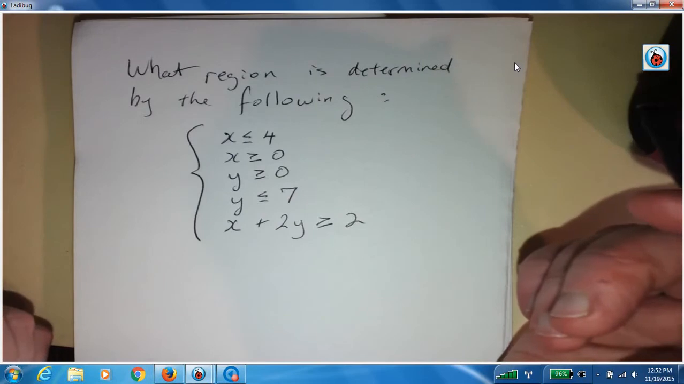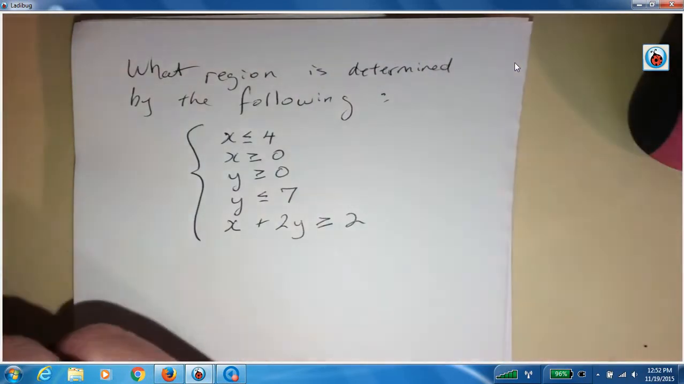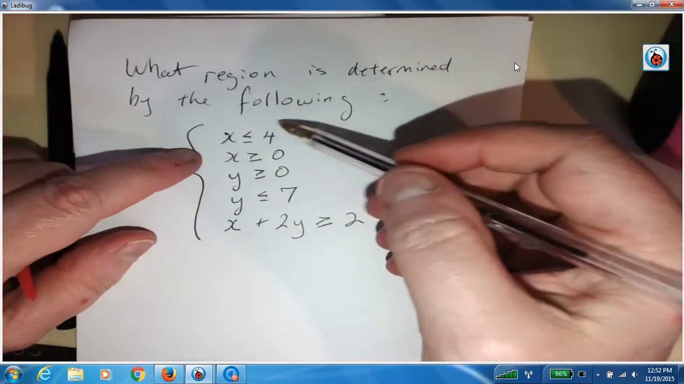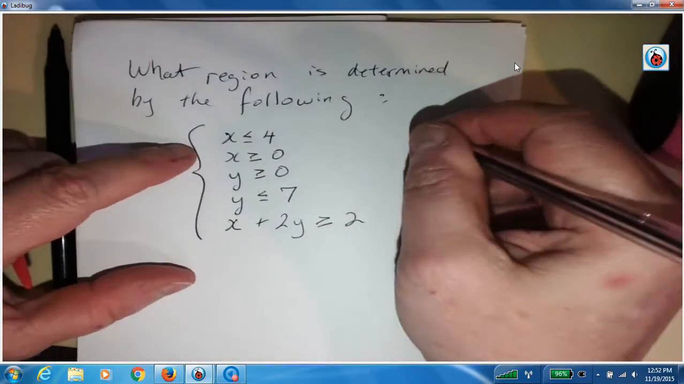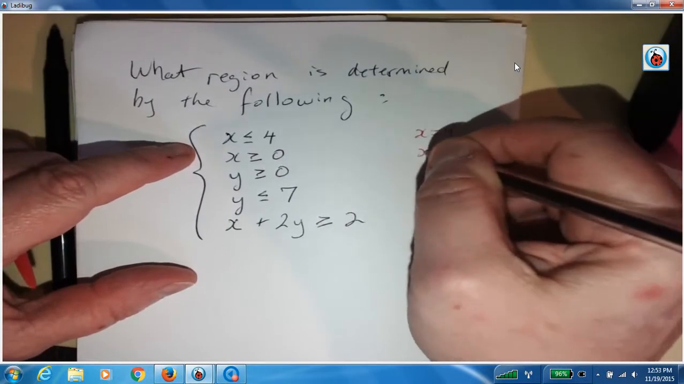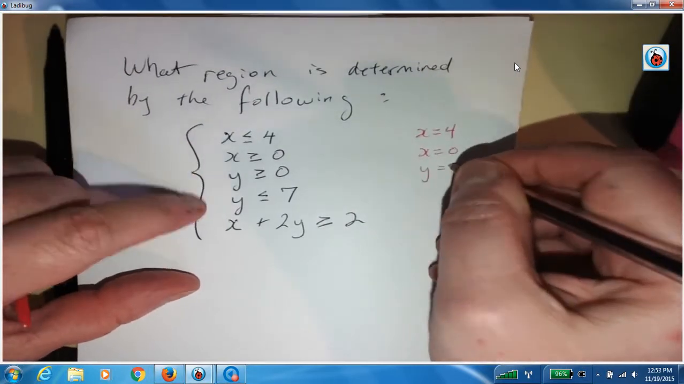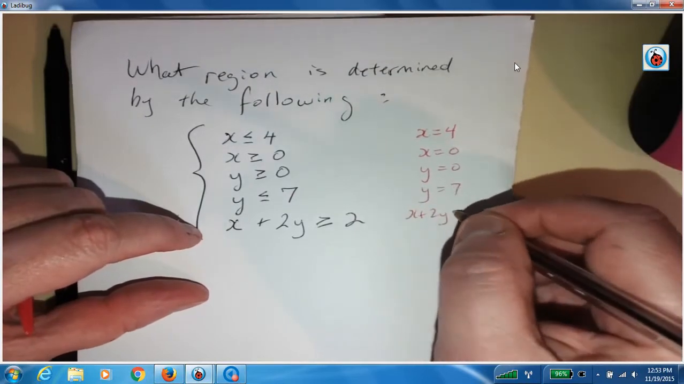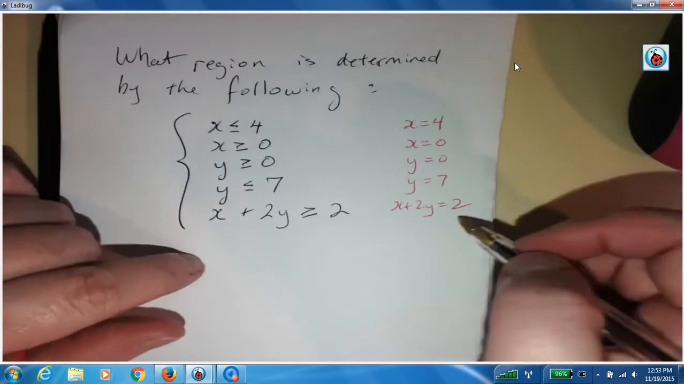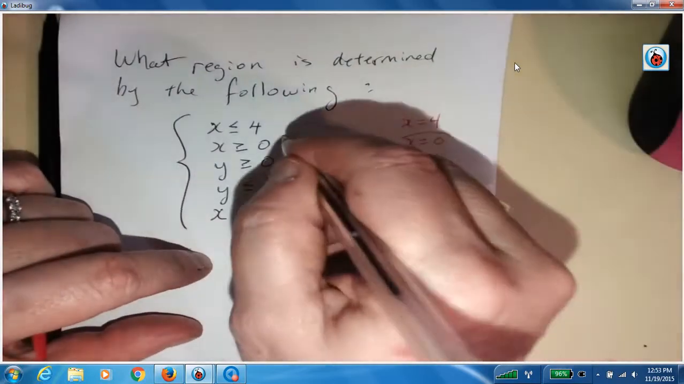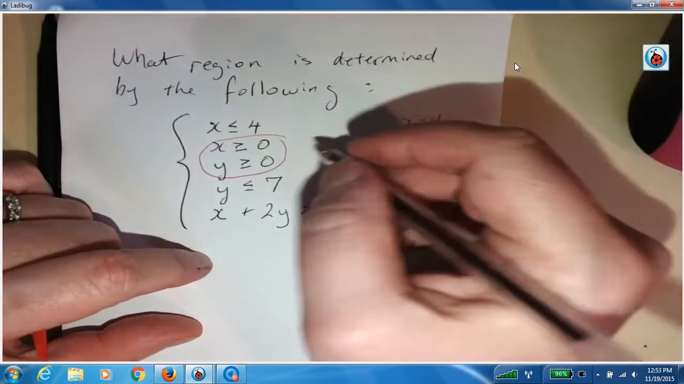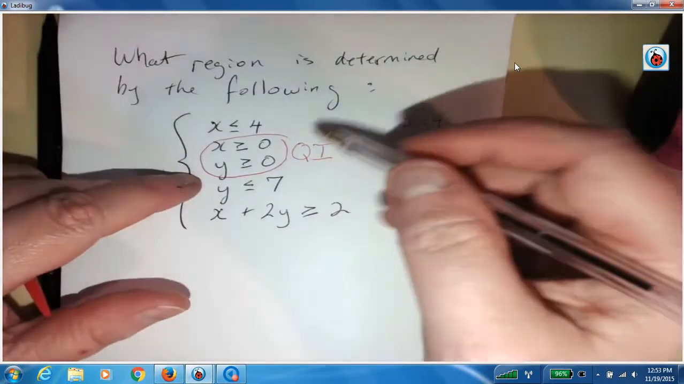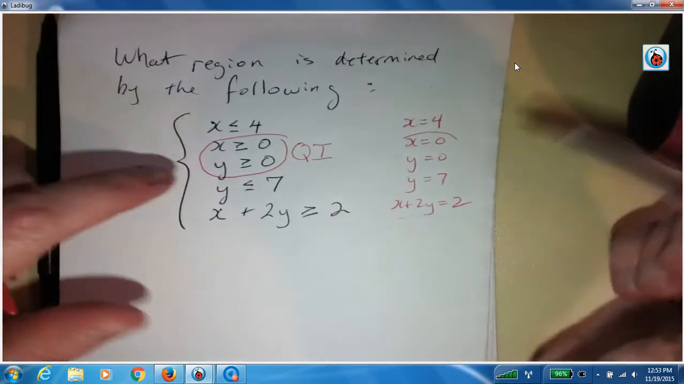Well, first of all, let's get a sketch of what these are when instead of these inequalities I have equal signs. And then we have x plus 2y equals 2. Okay, so that's going to be a line. This part here tells me we're going to be in the first quadrant, so Q1. So I can just leave those out for now. But let's see what we've got here.